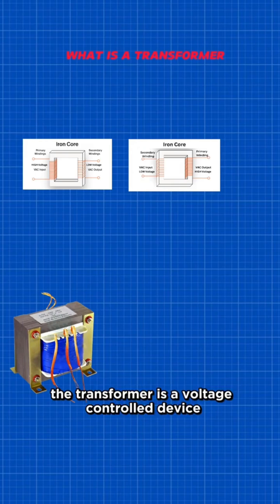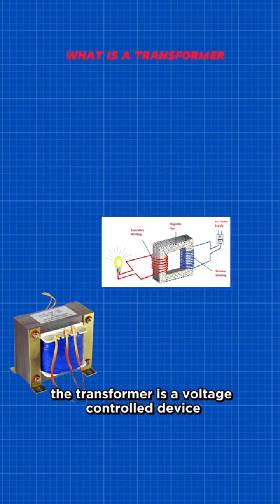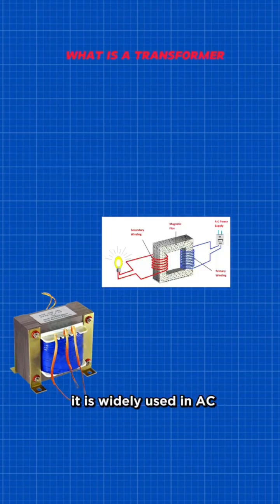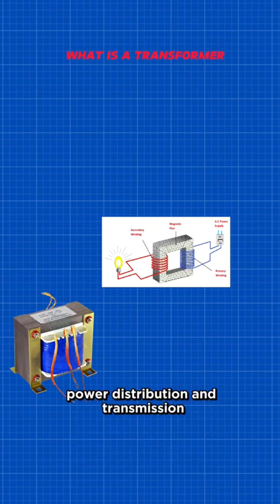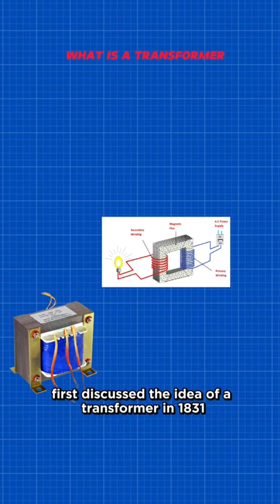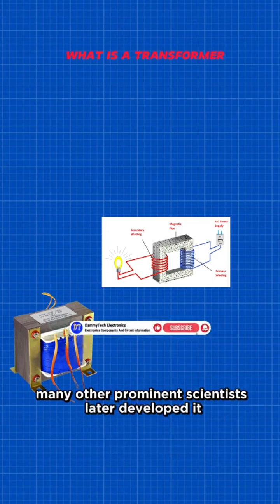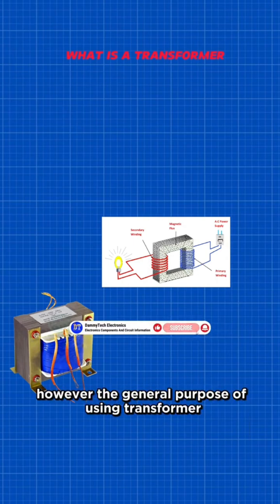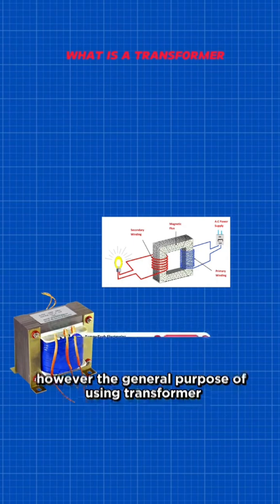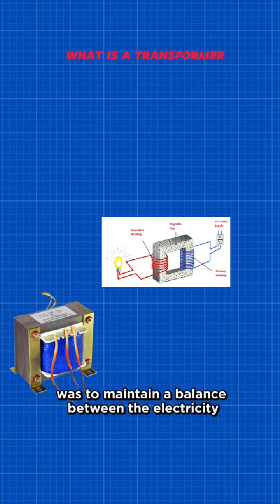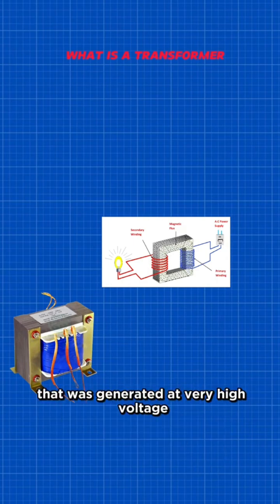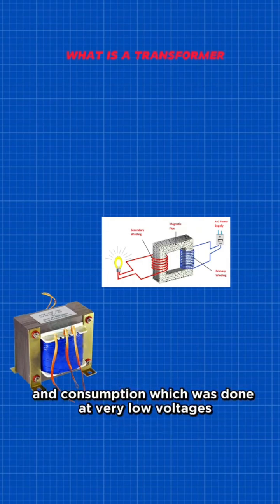The transformer is a voltage-controlled device. It is widely used in AC power distribution and transmission. Michael Faraday first discussed the idea of a transformer in 1831. Many other prominent scientists later developed it. However, the general purpose of using a transformer was to maintain a balance between the electricity that was generated at very high voltage and consumption, which was done at very low voltages.